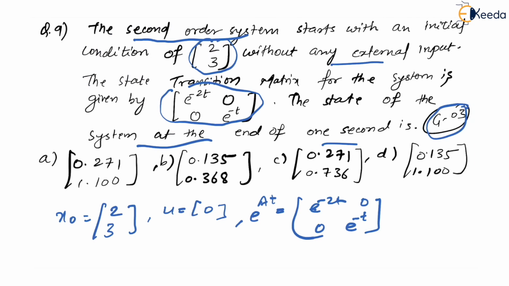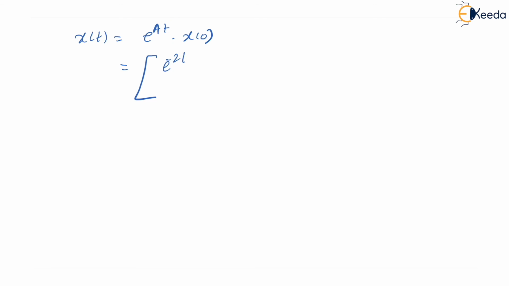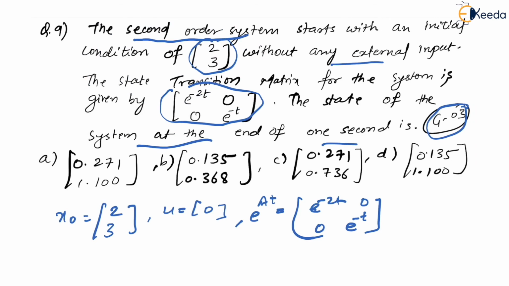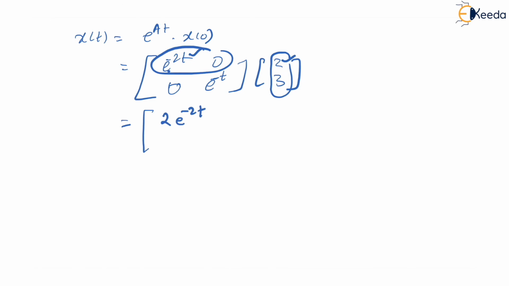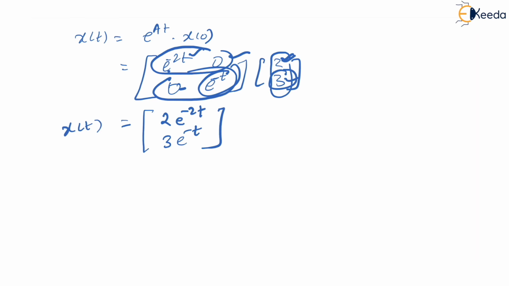If I substitute all of them here, what do we get? e to the power At becomes e to the power minus 2t, 0, 0, e to the power minus t. Correct? Multiply by what? x of 0. What is x of 0? 2, 3. Now again, row by column. What happens here? e to the power minus 2t multiplied by 2. So you get 2 into e to the power minus 2t. Correct? 0 into 3 is 0. Then again, next row and first column. Next row is what? 0 into 2 is again 0 plus e to the power minus t into 3 is nothing but 3 times e to the power minus t. Correct? This is nothing but x of t.